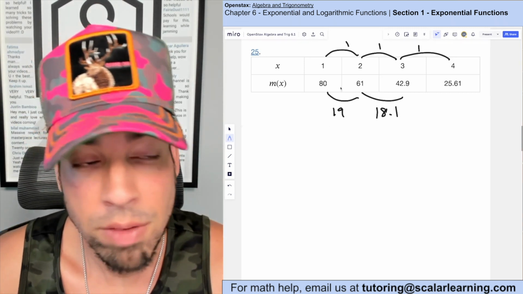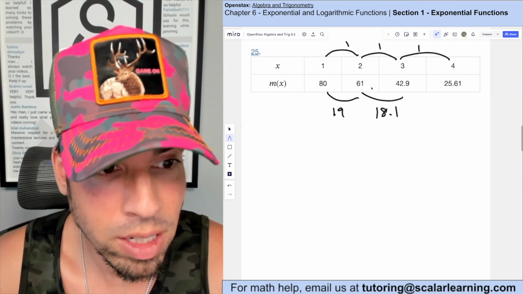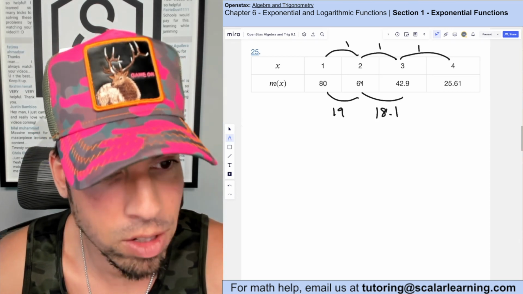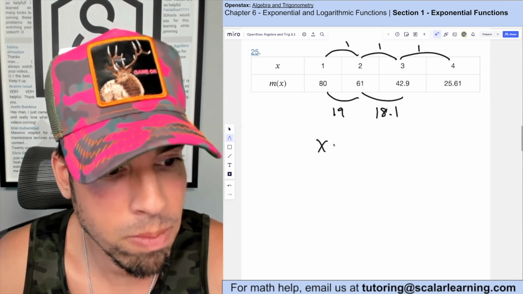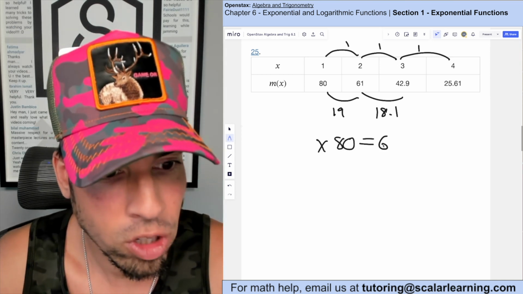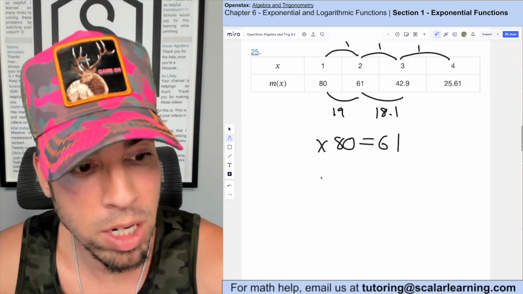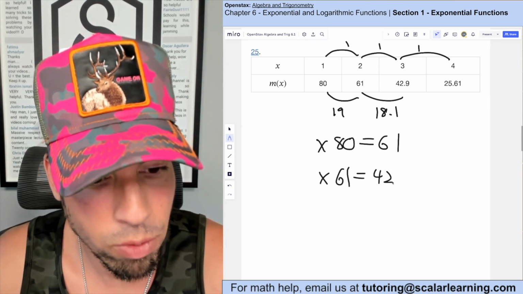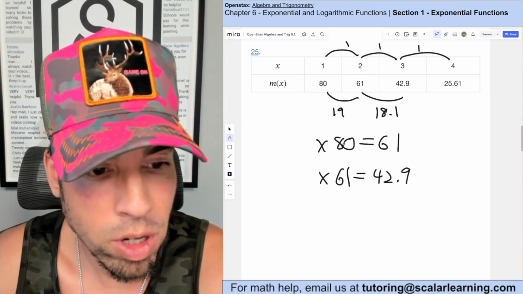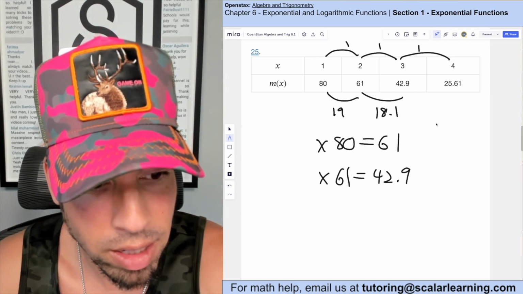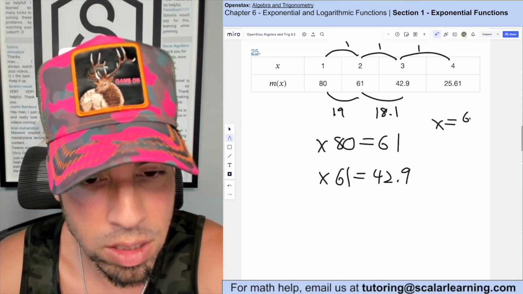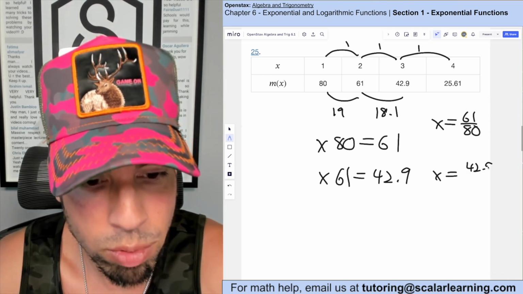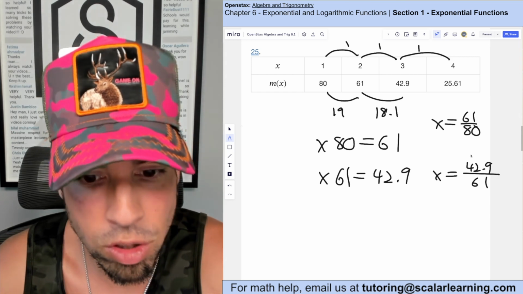The way we would tell if it's exponential is if the factor that is multiplying each subsequent time is the same from here to here. So for example, some value times 80 should equal 61. And if it's exponential, that same value times 61 should give us 42.9. So the question is, in this case, what is x? x is 61 over 80 when we divide by 80, and here we divide by 61, we get 42.9 over 61. So the question is, are these two equal?